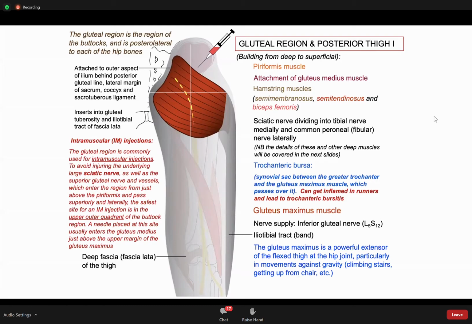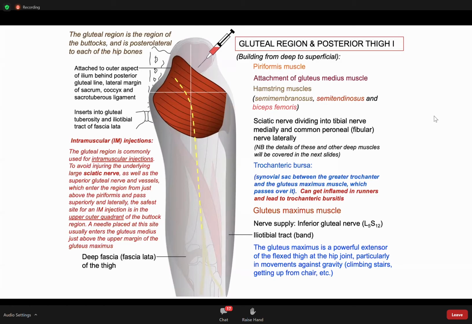And this is the safest area. Now you can see this yellow dotted tracking. It's showing you the pathway of the sciatic nerve. So you are far, far away from the sciatic nerve. But remember, when you are injecting, we have to be very careful. You inject the needle, always withdraw it. You never know, you may have entered into a vessel.